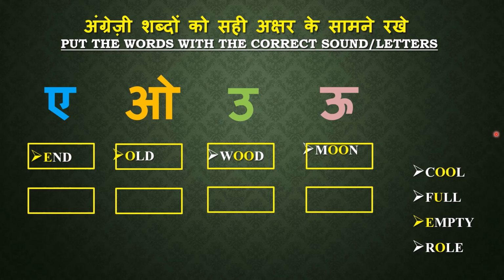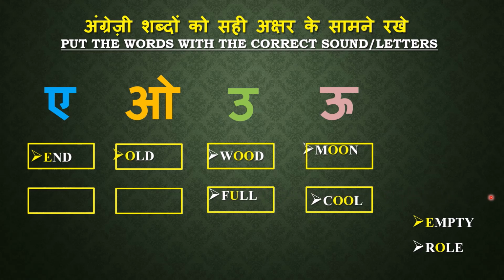Next word, again, a longer U. Cool. Cool. So definitely it will come to this oo. Next word is full. Full. We are saying oo, but a shorter one. Full. So it will come down to which place? Yes, it will come down to oo.